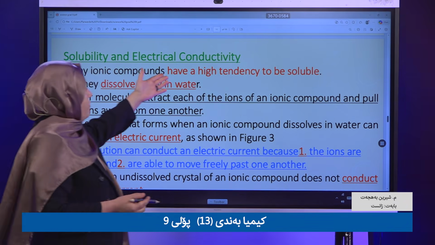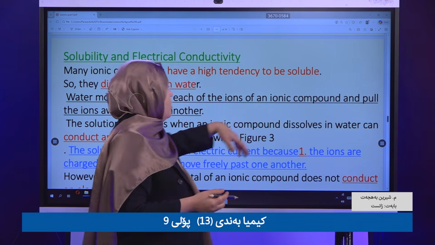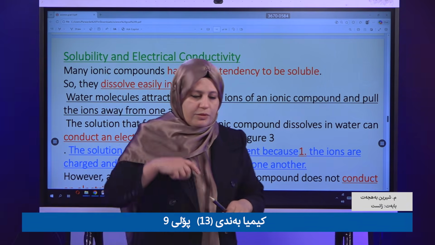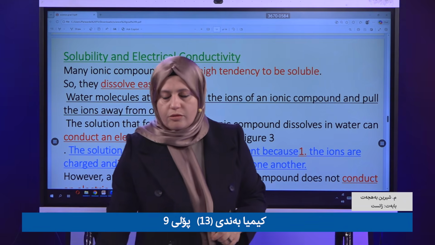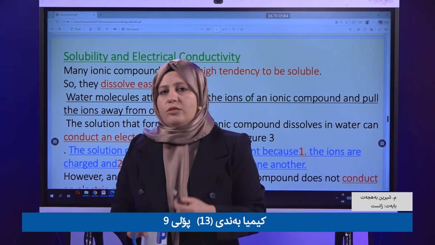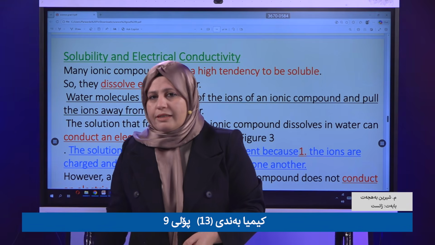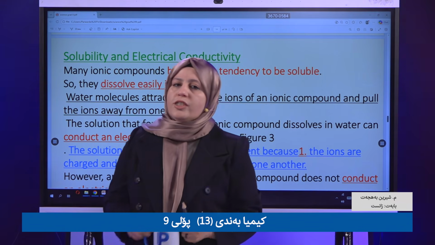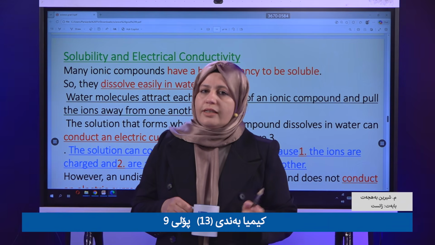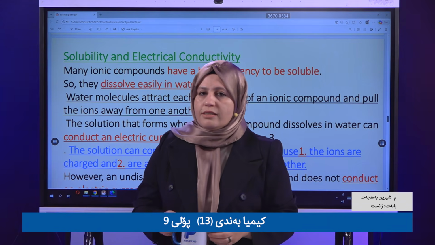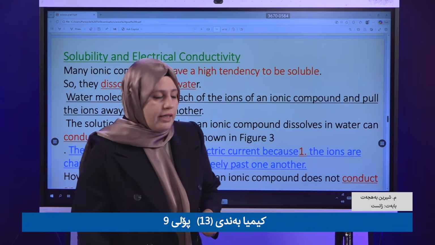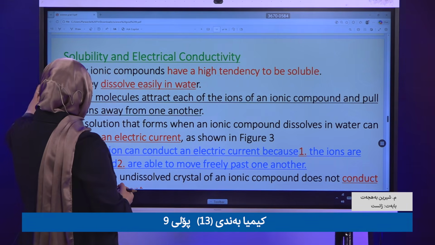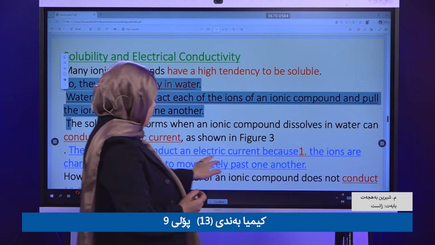Okay, let's go to solubility and conductivity. Many ionic compounds have a high tendency to dissolve, so they dissolve easily in water. If you put some salt into water, what happens? Of course, it starts to dissolve, right? Very easily. So when dissolved, they form which kind of liquid? The ionic liquid. And what can this liquid do? Let's see how. This solution conducts electric current.